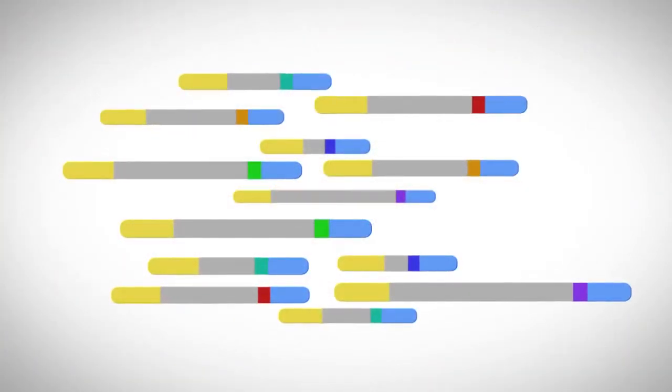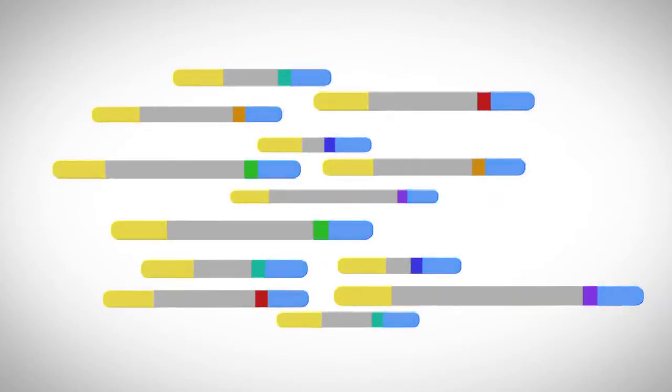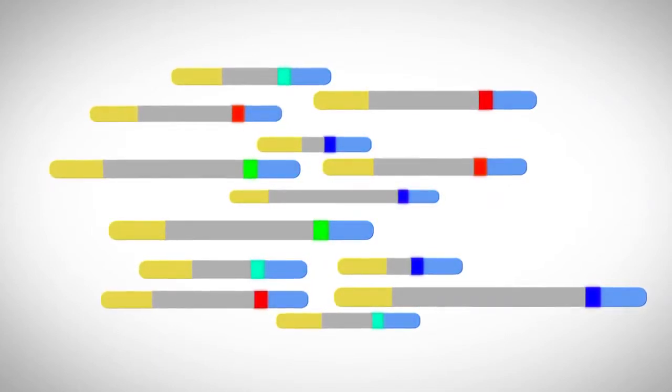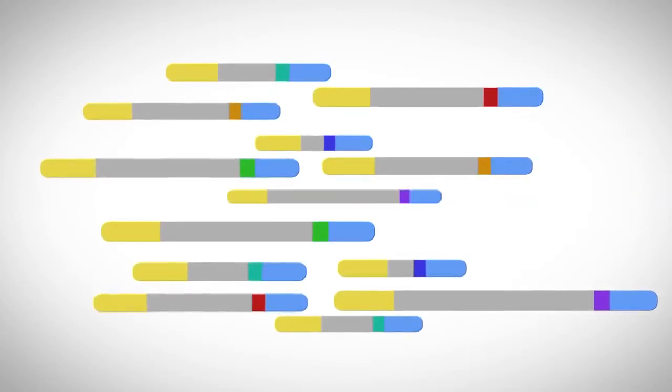Libraries composed of cell-free DNA from multiple patients are labeled with universal sequencing adapters, shown in blue and yellow at the end of each fragment, and sample-specific indexes or barcodes, shown in several colors just inside the adapters. These barcodes distinguish the reads from each sample.